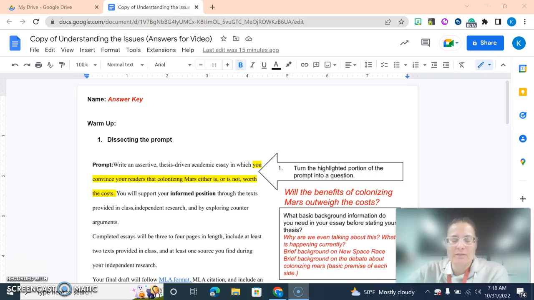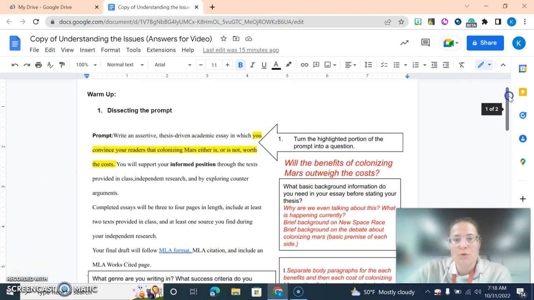Before you start collecting evidence for your essay, you need to be really clear on what information you're looking for. So I hope that this warm-up helps you identify that. The first question said, turn the highlighted portion of the prompt into a question. There's a couple of different ways you could do this, but really the question should sound something like this. Will the benefits of colonizing Mars outweigh the costs?